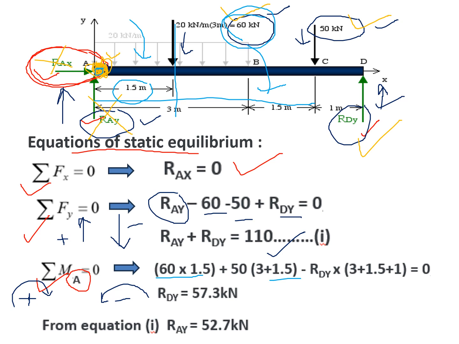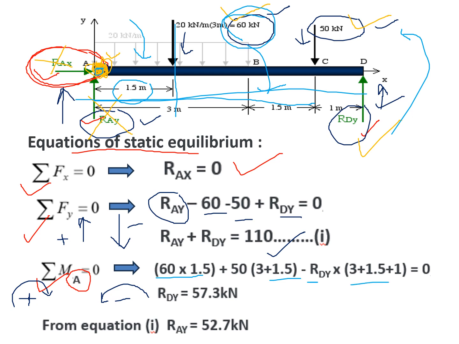Now the last one, that is RDY. RDY gives an anti-clockwise moment about A. You see that will rotate anti-clockwise about A, so we have a minus sign here. And what is that moment? That is RDY into the total distance. This total distance is 3 plus 1.5 plus 1.